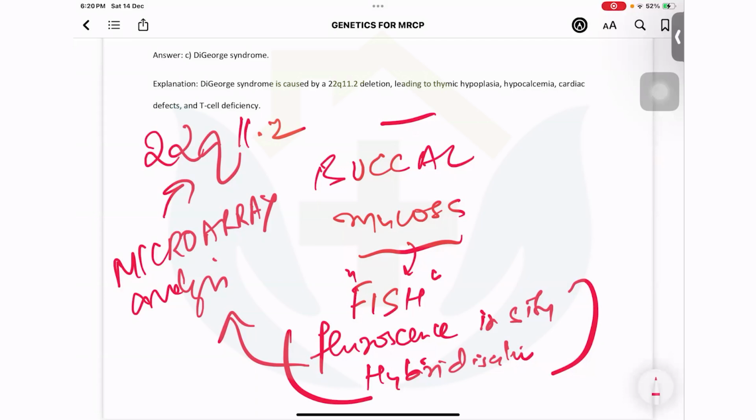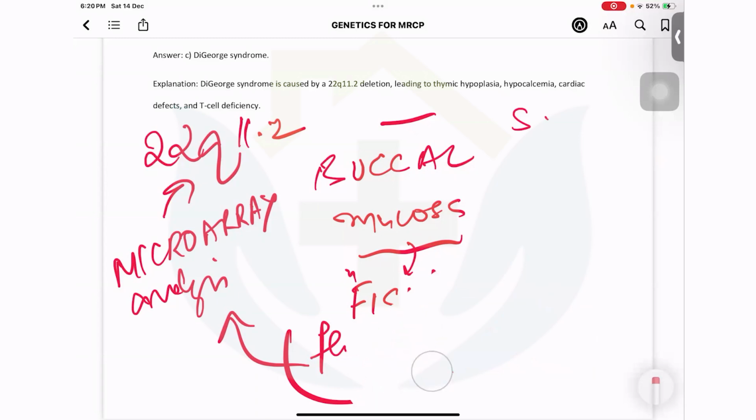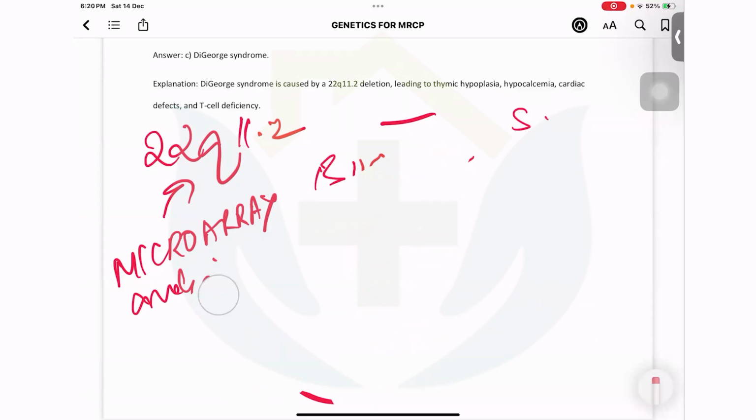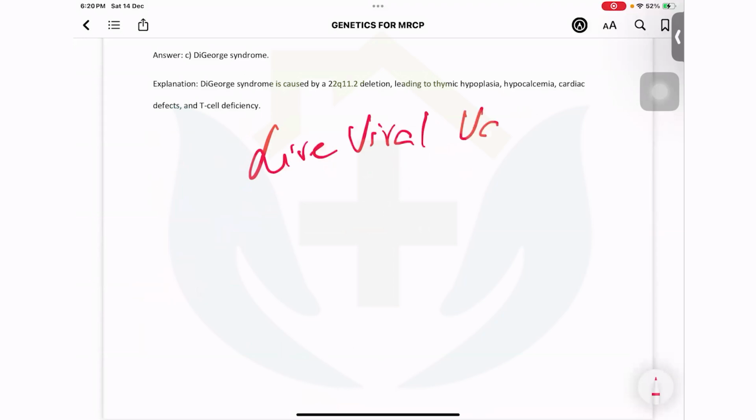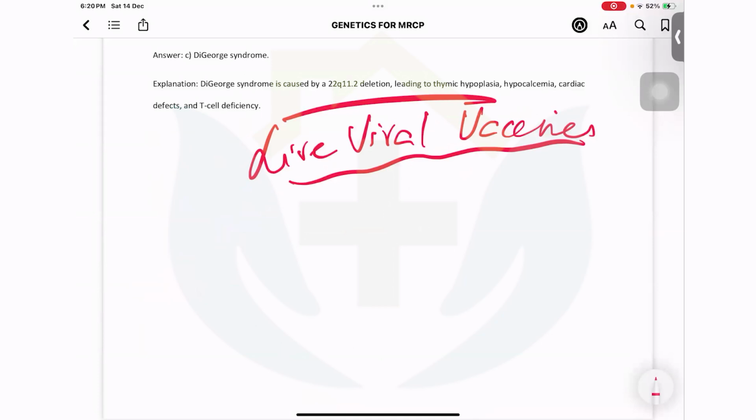And of course, serum calcium levels and serum parathyroid levels have to be done. So in DiGeorge, you will not administer any live viral vaccines. This you will never give them. Live viral vaccines are not to be given. Big no. Okay? Anything else? No, sir. Very well said, sir.